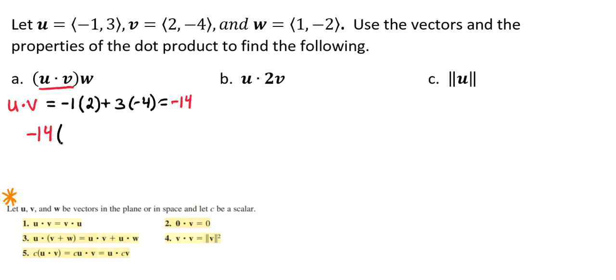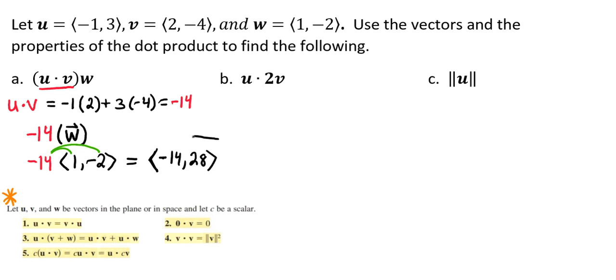And now we can take that -14 and we can plug that in. And so we have -14 times vector w. And so we can go ahead and now we're just going to use simple multiplication of a scalar and a vector. We're basically going to just distribute that -14, giving us a final answer of -14 and 28.